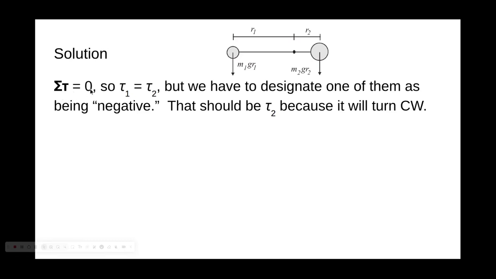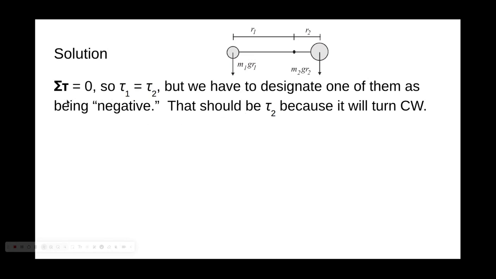If the sum of the torques equals 0, in other words, if these are balanced right here, then that means torque 1 must equal torque 2. So torque 2, if we had it all by itself, would turn it counterclockwise, so we're going to designate this one as being negative. This one would turn it counterclockwise. This one's positive, it turns it clockwise. This is negative. So that'll help us out.